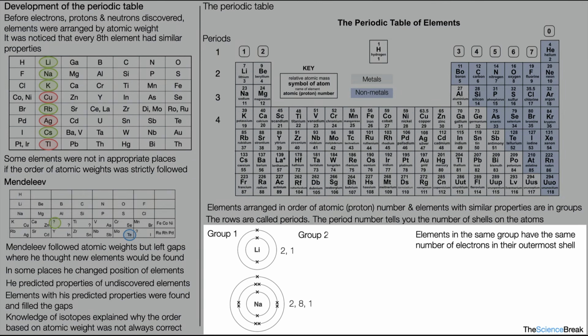If we go to group 2, we've got beryllium with an electronic structure of 2, 2. Again, 2 electrons in the outer shell. And one more example, magnesium, 2, 8, 2. Again, 2 electrons in the outermost shell.